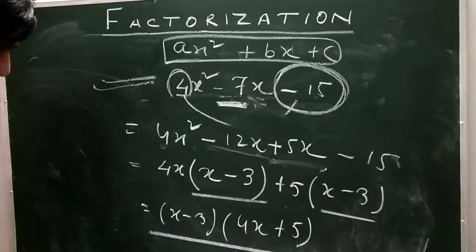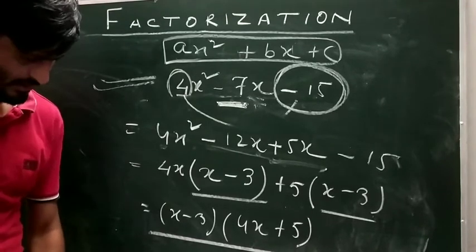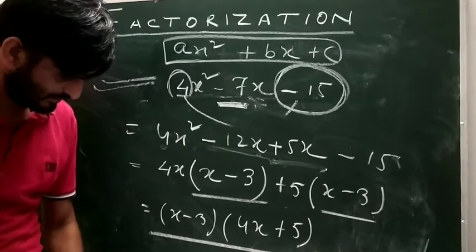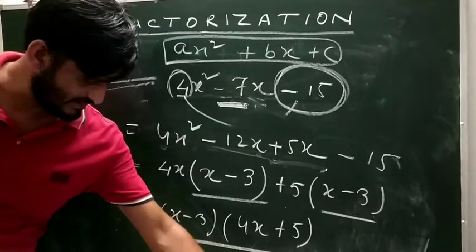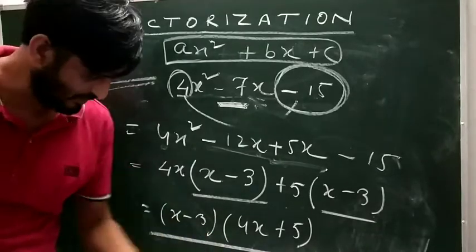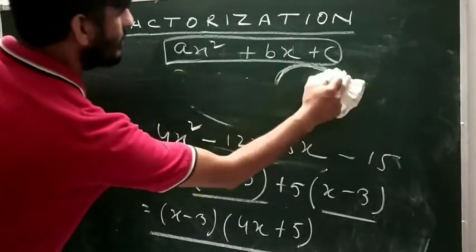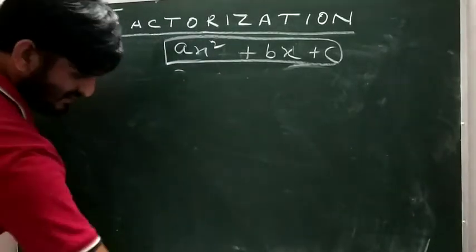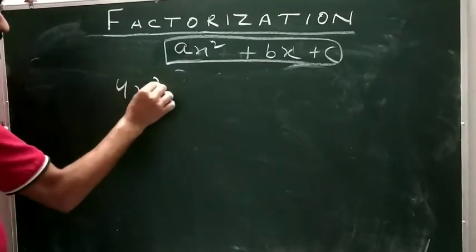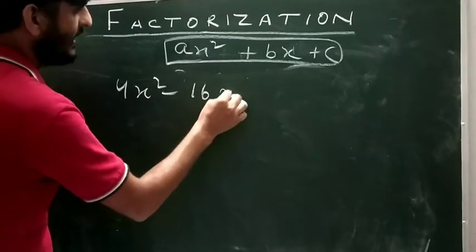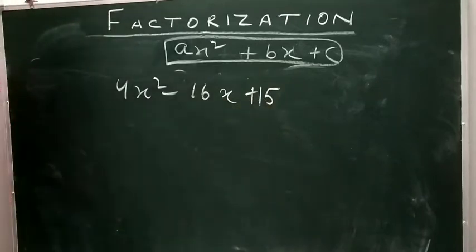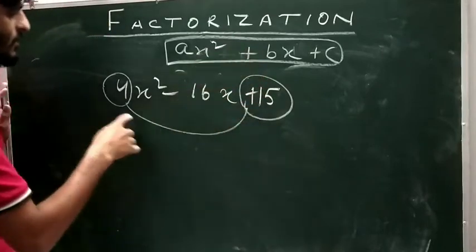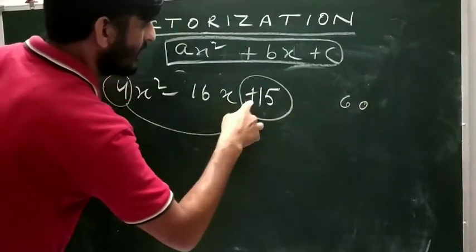If we go for another example, I will explain another example also. Let's see here. Suppose we take the example 4x square minus 16x plus 15. Let's see this one. So what do we need to find first? The multiplication of these two numbers, 4 times 15, which is 60.